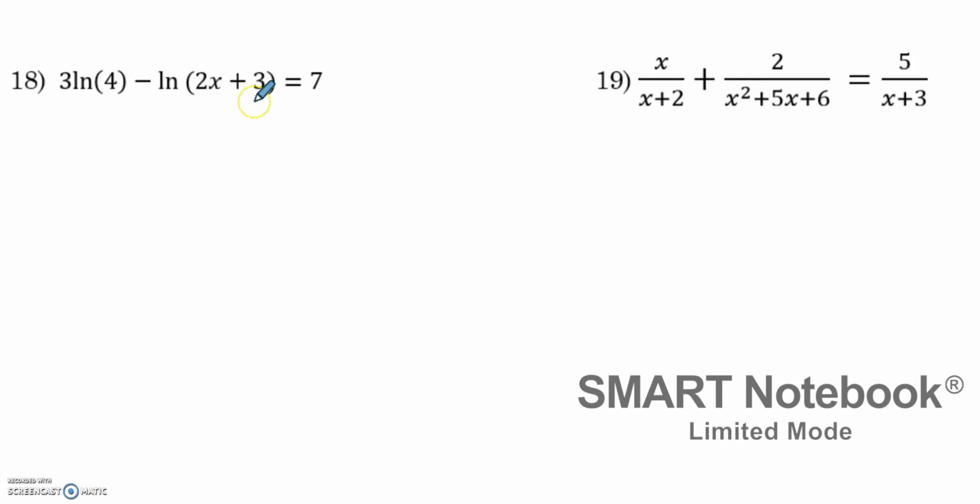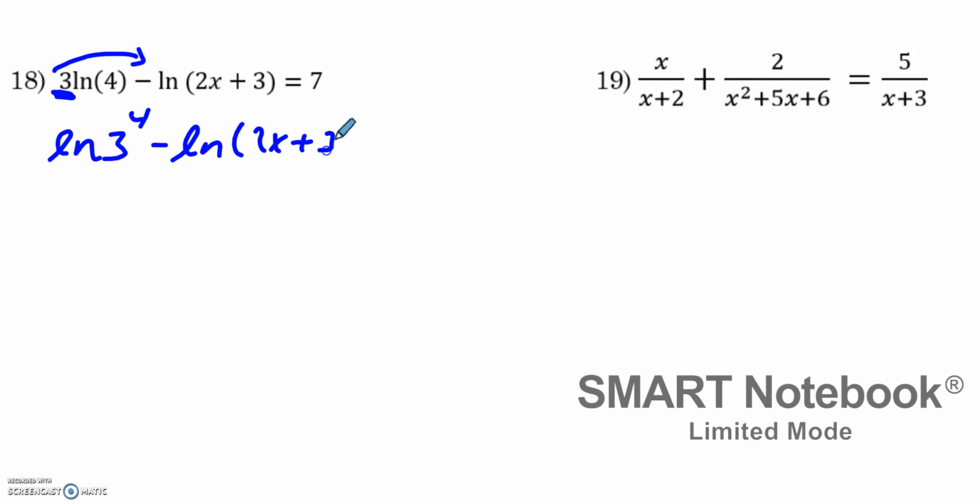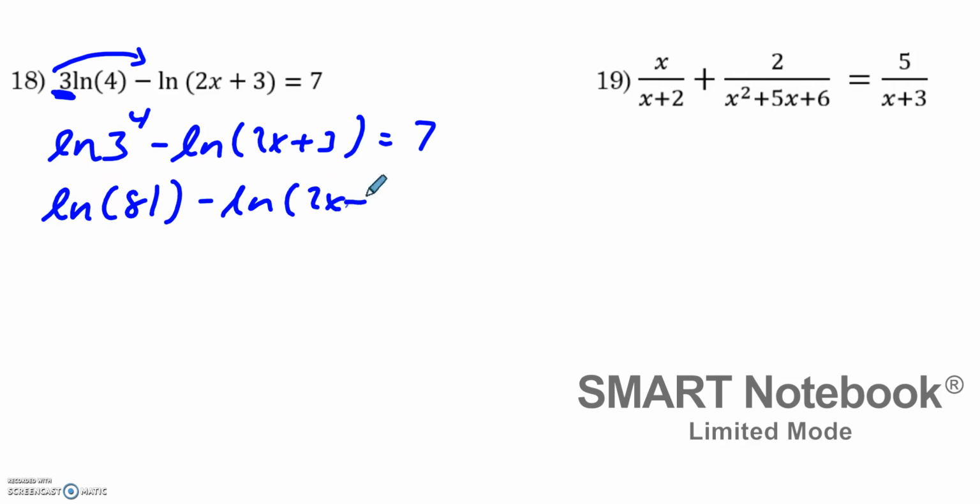But before I start, I notice that I have this 3 in front of my log, which I did not have on the last equation. When you have logs in an equation, remember that if you have numbers in front, you can move them up as exponents. So this would be really ln 3 to the 4th minus ln of 2x plus 3 equals 7. So that would really be ln of 81 minus ln of 2x plus 3 equals 7.